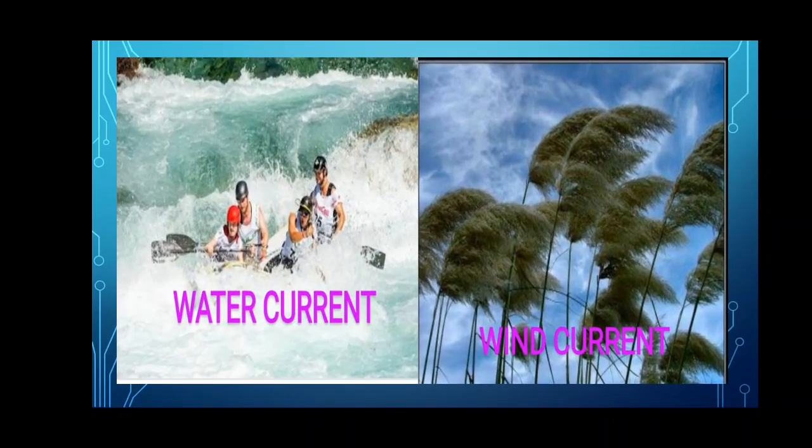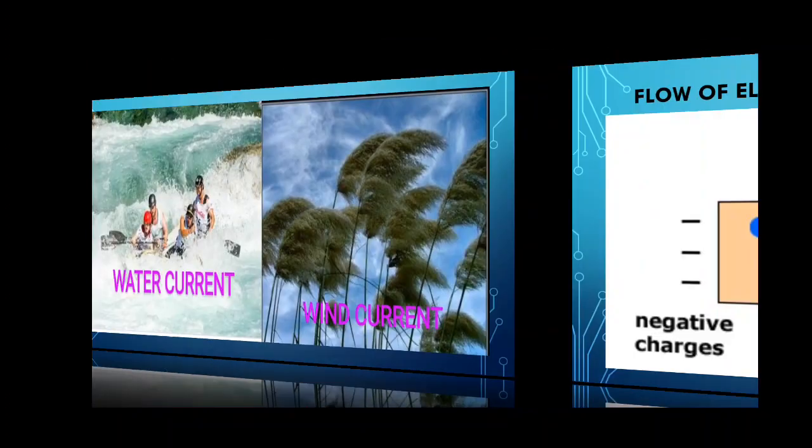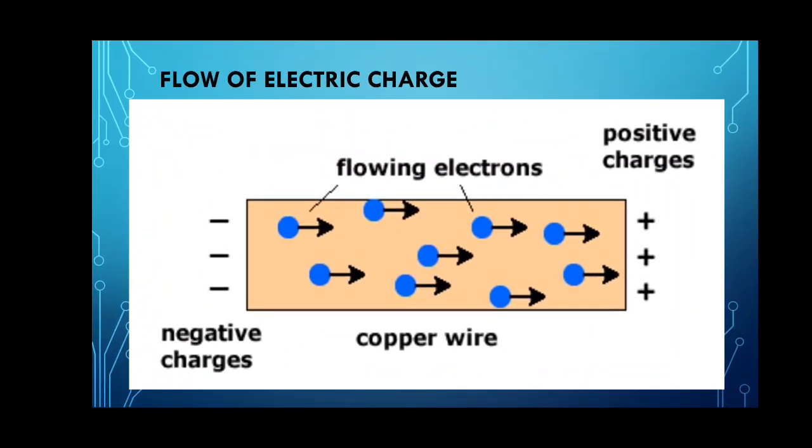You can see water current and wind current, as we study water current by the flow of water and wind current by the flow of wind. In the same way, electric current is the flow of charges. So where do these charges come from? These charges, called free electrons, are available in metals, almost all metals.